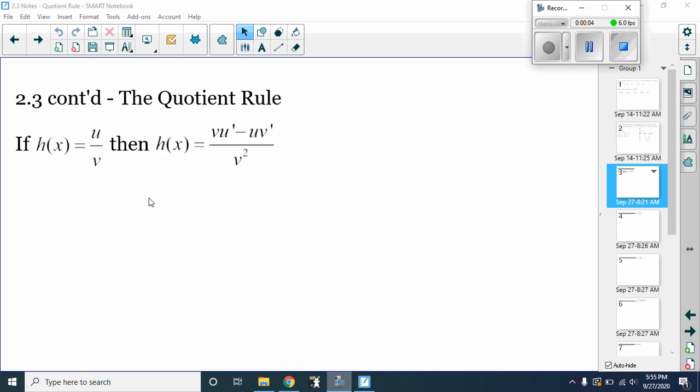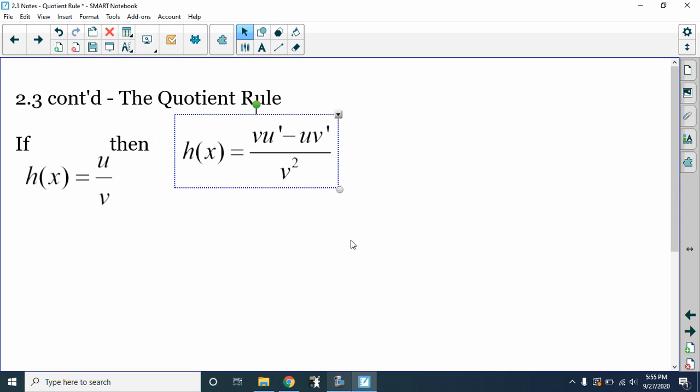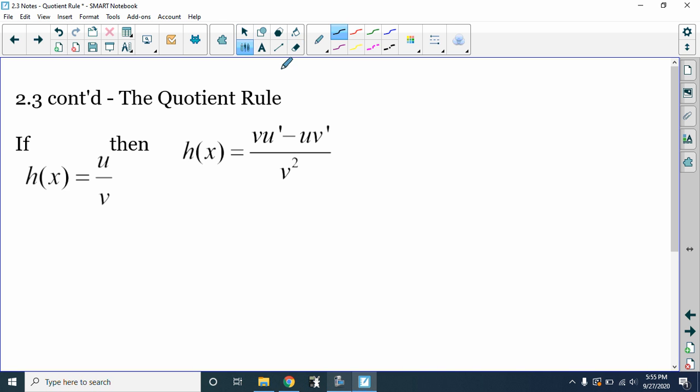This is short notes from section 2.3 on the quotient rule. The quotient rule says that if we have a quotient, so h of x is equal to u divided by v, we can take the derivative of h of x.